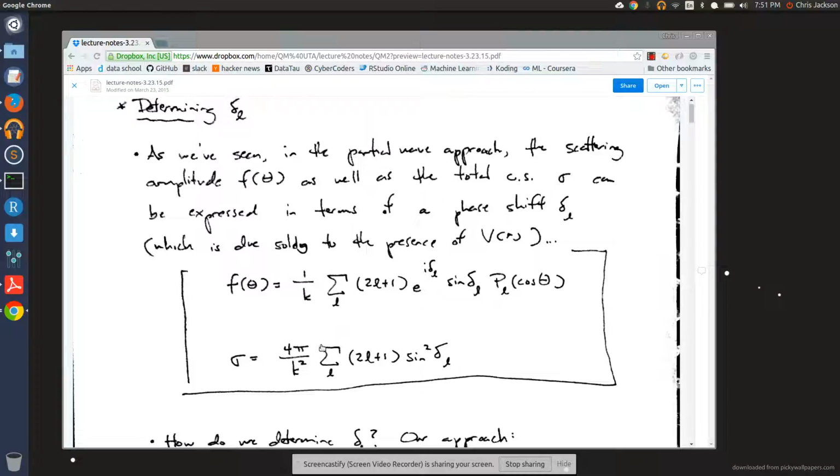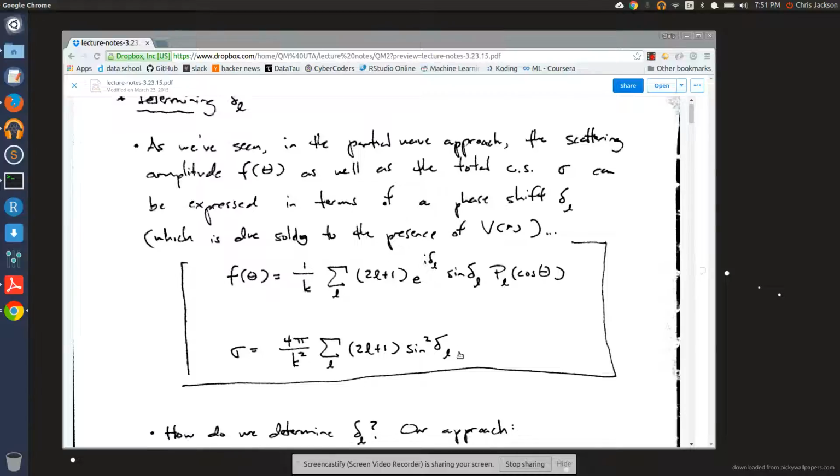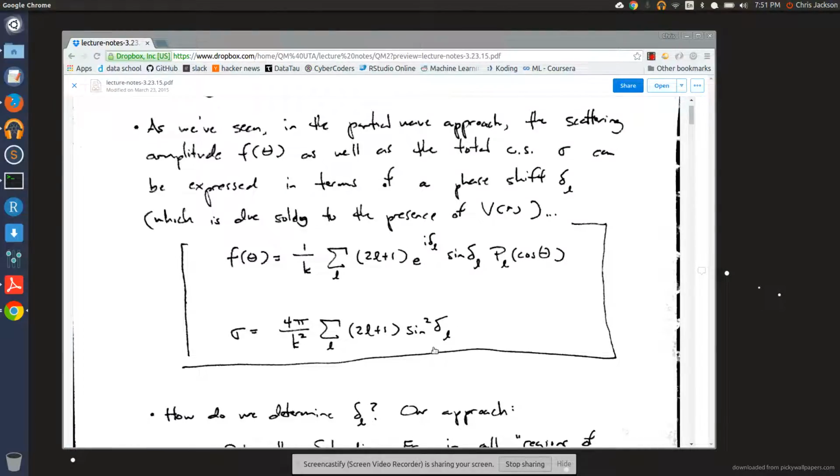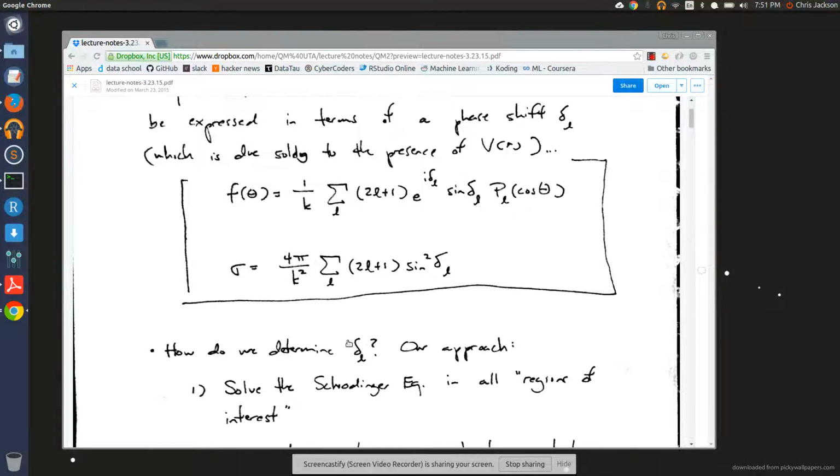And just remember that this is an infinite sum. We're summing over all possible values of L here. But as I'll show you today, in low energy experiments where K here is small, you only have to consider the first one or two, maybe up to three of the terms in this sum. So it's manageable. Okay.